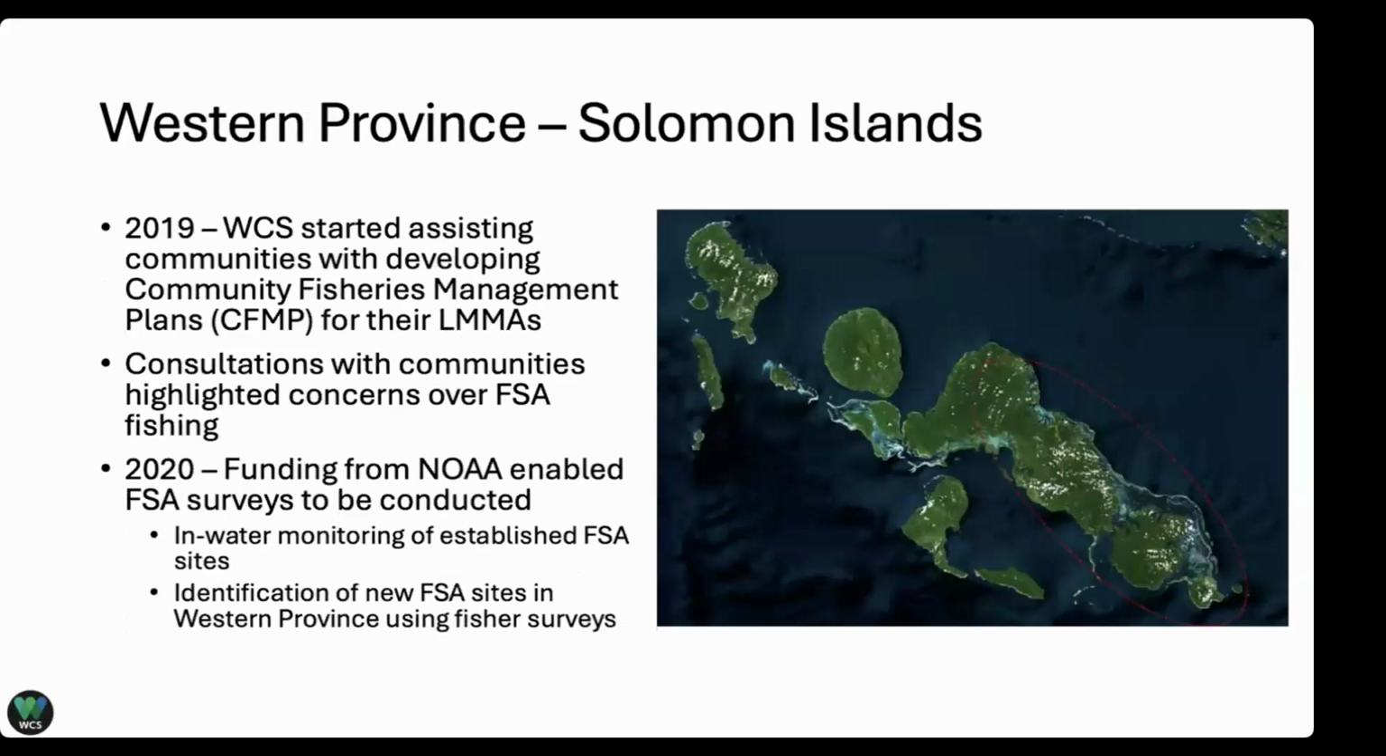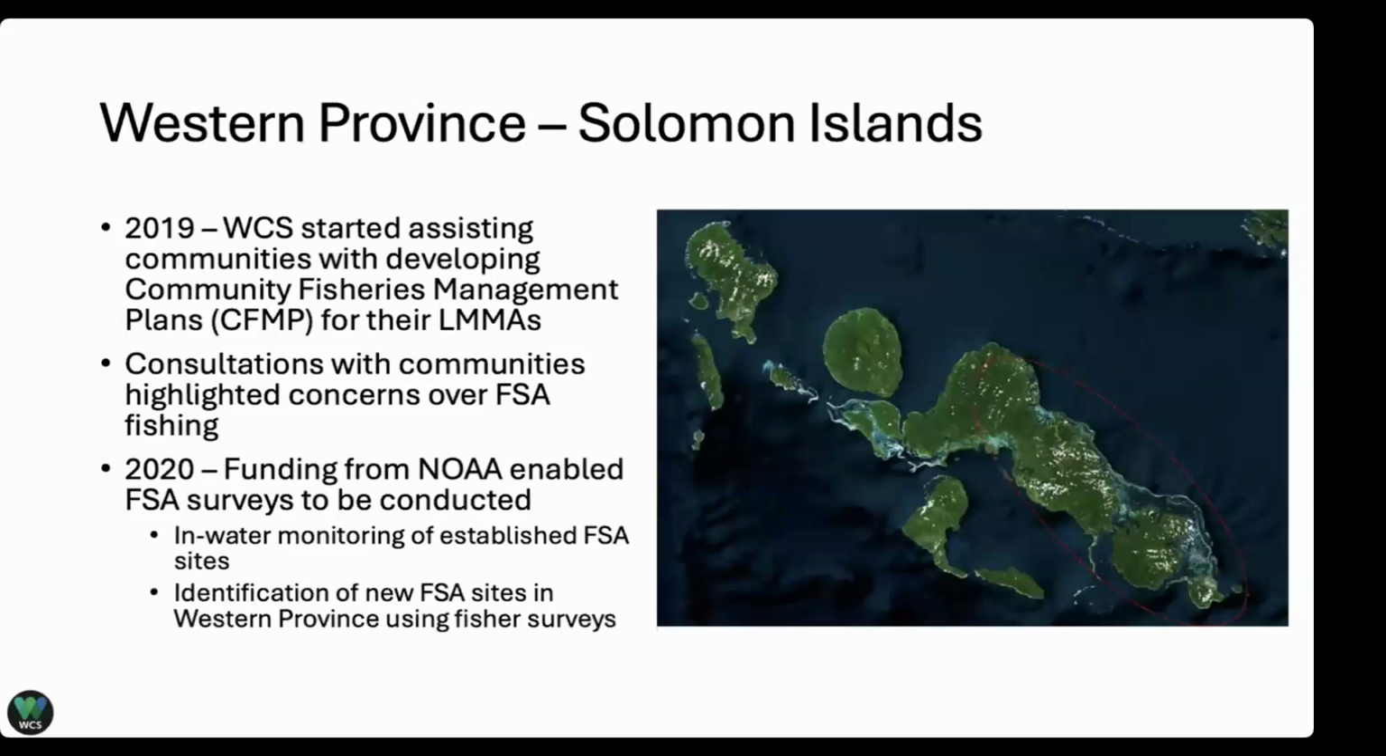During our engagements and interactions with the communities, it became clear that there was quite a bit of concern from community members regarding fishing pressure on fish spawning aggregations, particularly from nighttime spearfishing. So with funding from the NOR institution in 2020, we were able to carry out some in-water monitoring of existing or established fish spawning aggregation sites for which historical data exists, and also to conduct local fisher surveys to try and establish where new FSA sites might be and to see how these fish spawning aggregation sites could potentially be incorporated into ongoing efforts to establish locally managed marine areas.